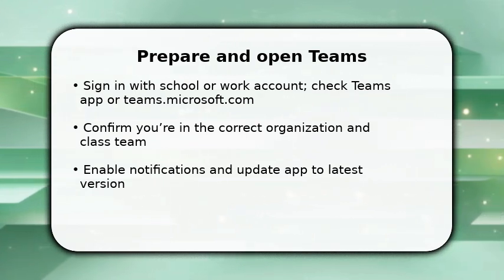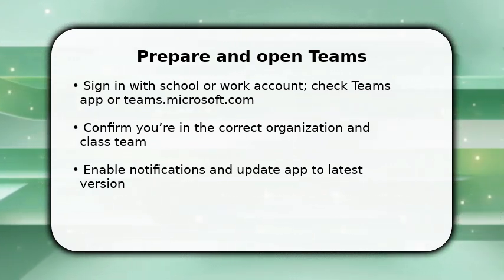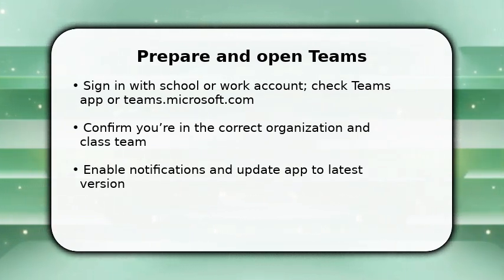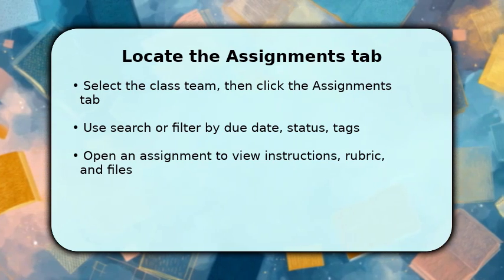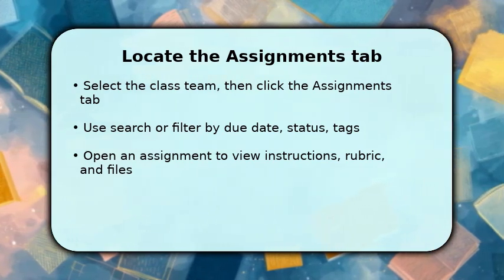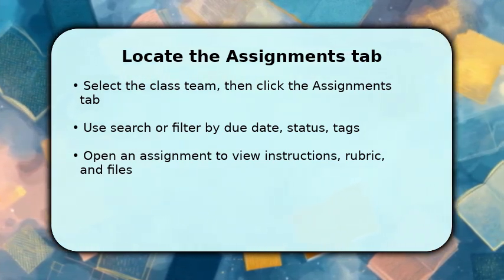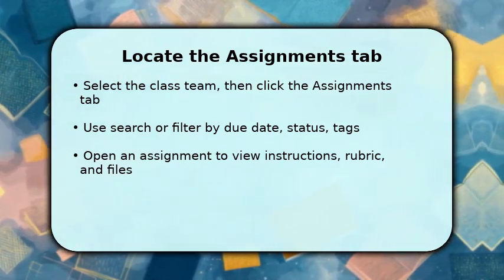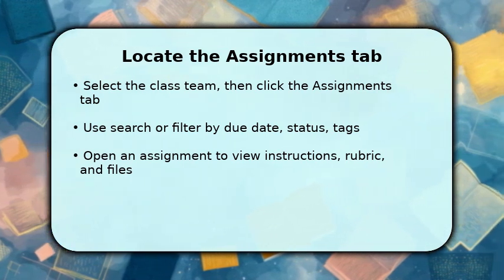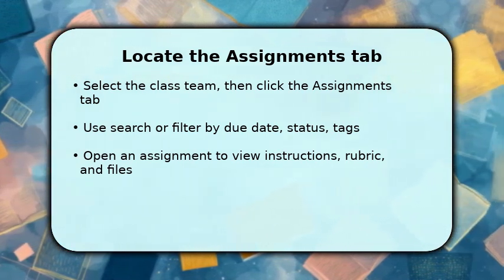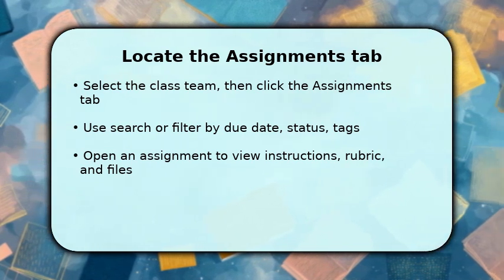If the team isn't visible, use the search bar to find the class name and join, then proceed directly to assignments. After entering the class team, look for the Assignments tab in the channel header. Sometimes it's under More. Click it to load current and past work. Use the search box or filters to narrow by due date, status, or assignment type so you avoid scrolling.